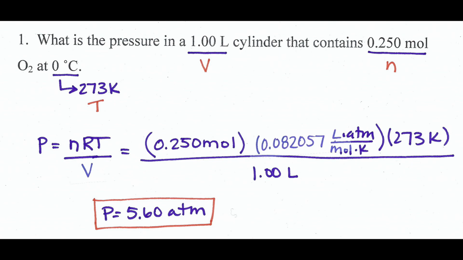Question number 1 says, what is the pressure in a 1-liter cylinder that contains 0.250 moles of oxygen at 0 degrees Celsius? In this question, we're going to use the ideal gas law to calculate a pressure. This question is based completely on things that you already know from our previous studies of the ideal gas law. As I plug in the information given, I have to convert my temperature from Celsius to Kelvin, but otherwise I can plug in for moles, R, T, and V based on the other information given. When I solve, I get a pressure of 5.60 atmospheres.